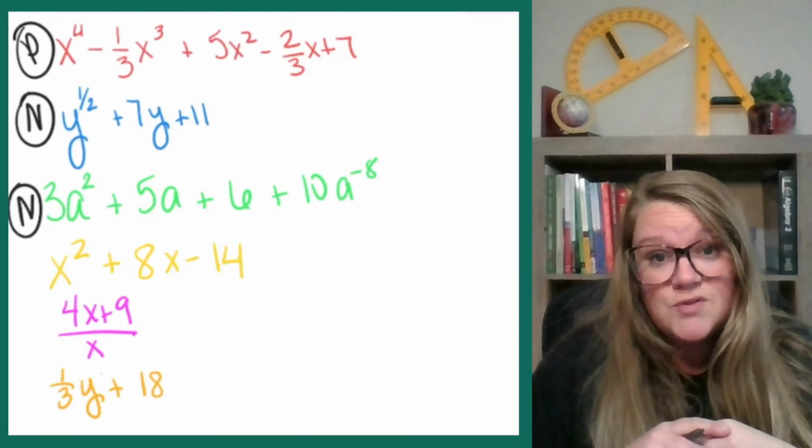Okay. Now, we're going to learn some more fancy words about polynomials. So, we have this overarching term that's called a polynomial, but we can have specific types of polynomials. And one of those types is called a monomial.